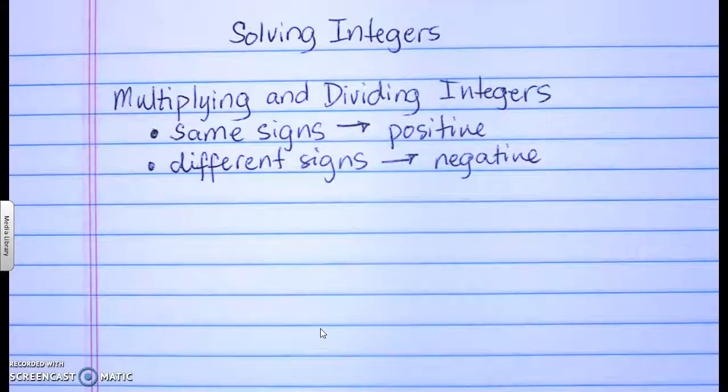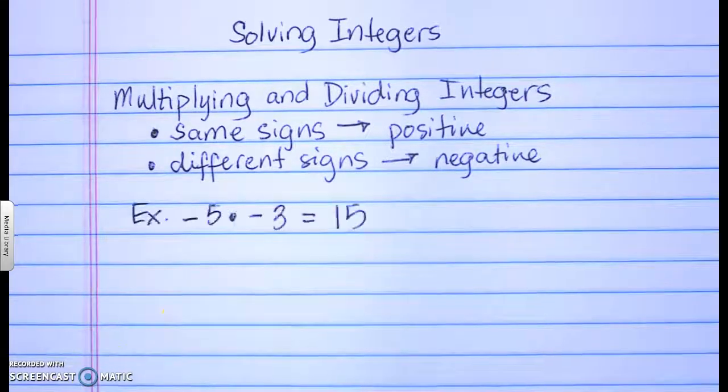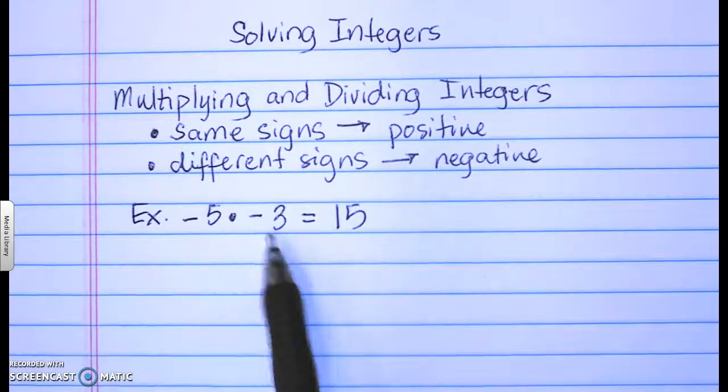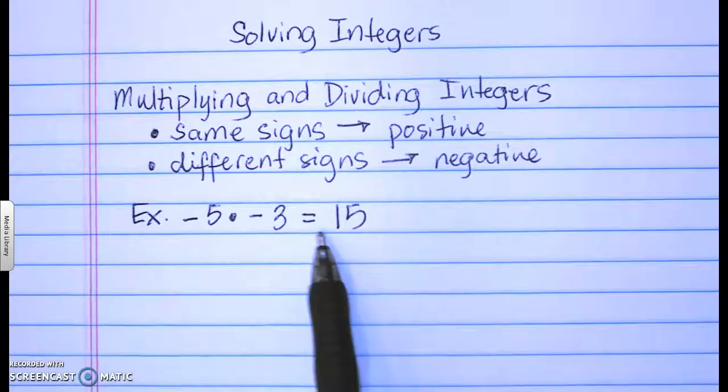Okay, so everyone, we are now going to be solving with integers. The first is multiplying and dividing integers, and the rules are: with the same signs, we are going to have a positive result. With different signs, it's going to be a negative result. So as in the first example, negative 5 times a negative 3 is going to be a positive 15.